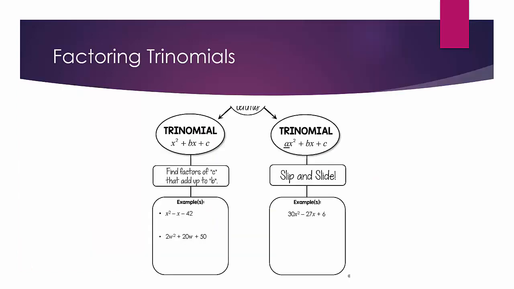So we're going to look at two ways that a trinomial is represented. We have x squared plus bx plus c, and then we have ax squared plus bx plus c. We are going to first address the first side of this graphic organizer and then the second side of this graphic organizer. And then we're going to go into examples.